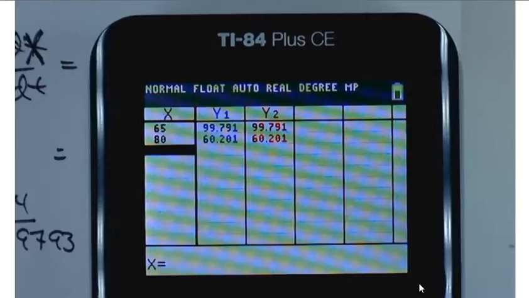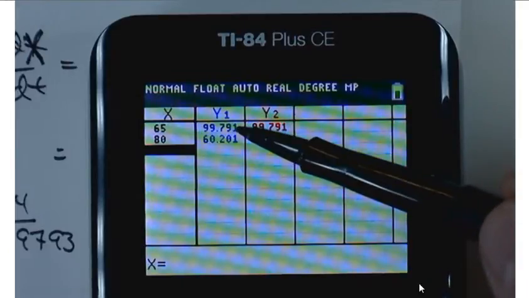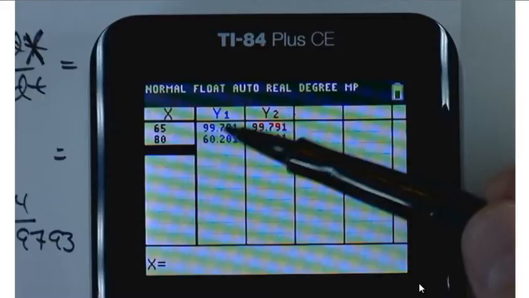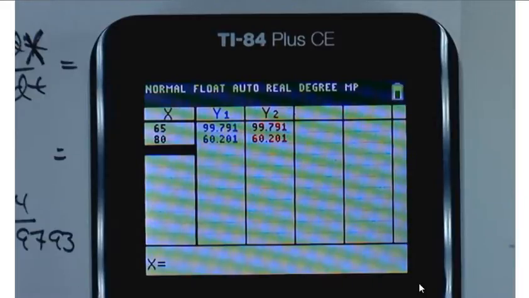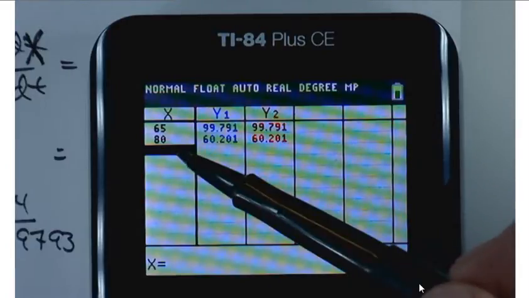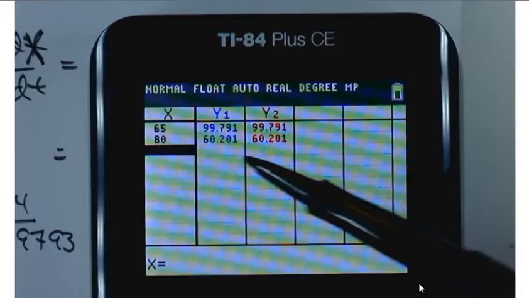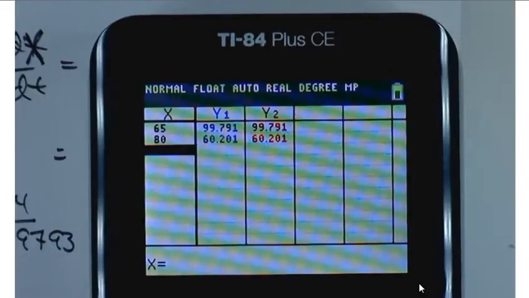So the relative humidity at 65 degrees is almost 100%. The air would be pretty saturated with water. If you went out for a jog, you'd be sweating buckets. If it was 80 degrees, the humidity's gone down. It's only 60%.